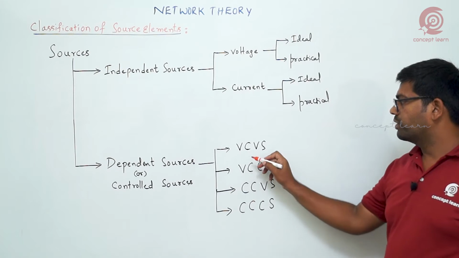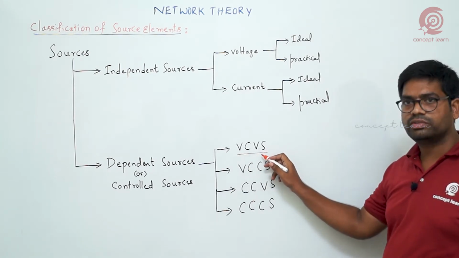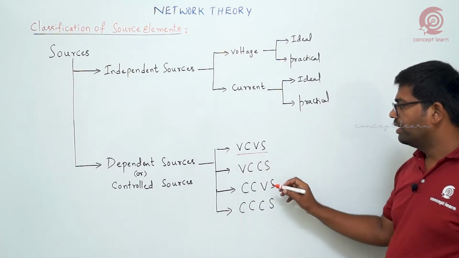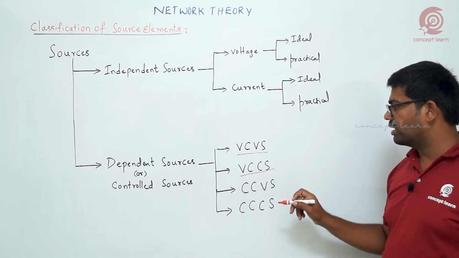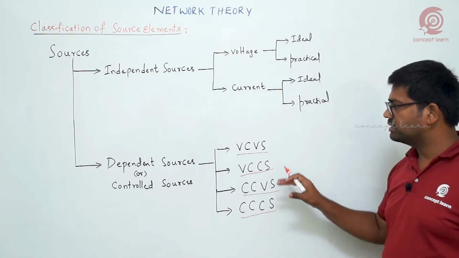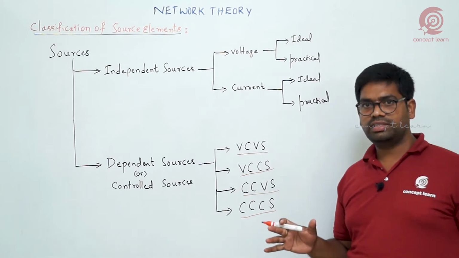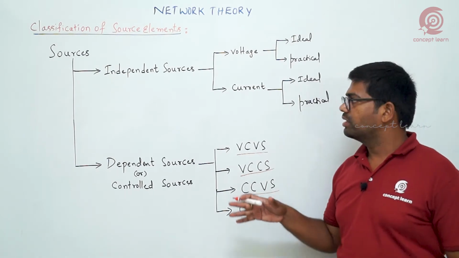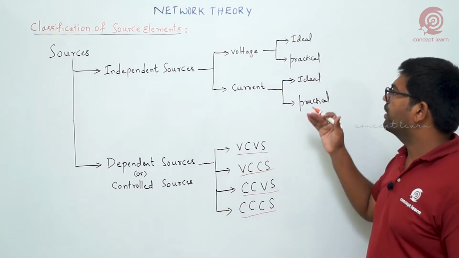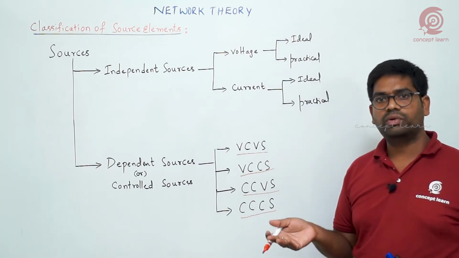That is, you can name it voltage controlled voltage source or voltage dependent voltage source. You can use the term dependent or controlled, there won't be any change. Next is voltage controlled current source, current controlled voltage source, and current controlled current source. This is just a classification here. So that is how sources are categorized. Next we'll see in sequence, one by one, how to write expressions for ideal and practical voltage and current sources.